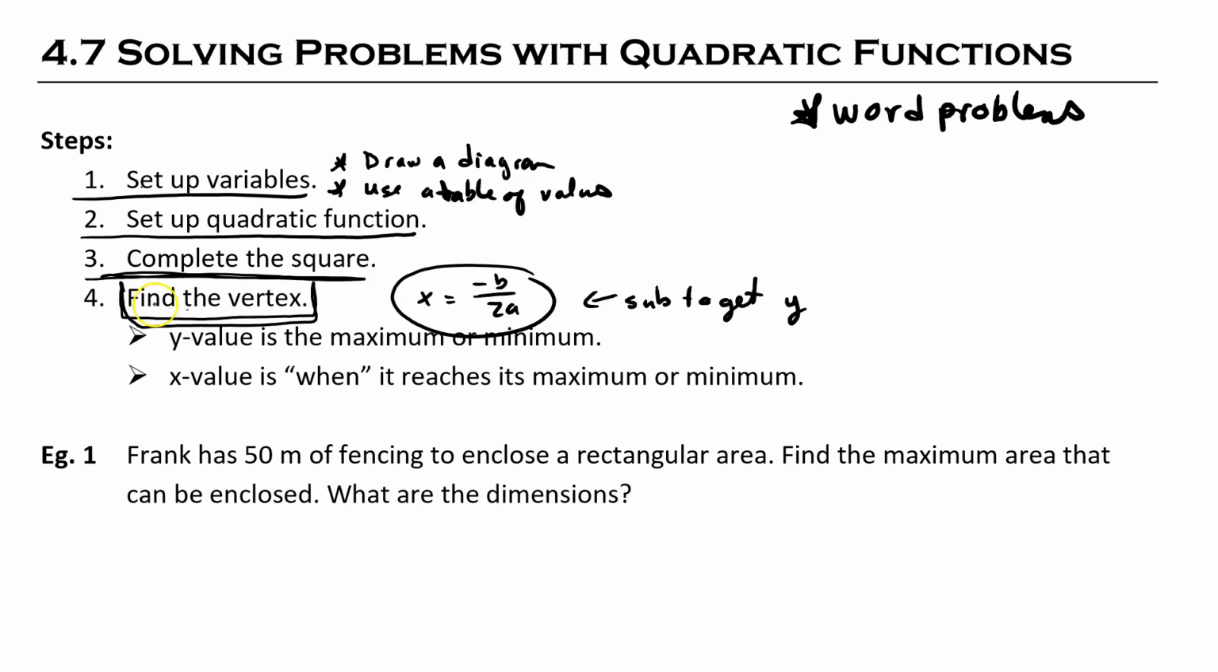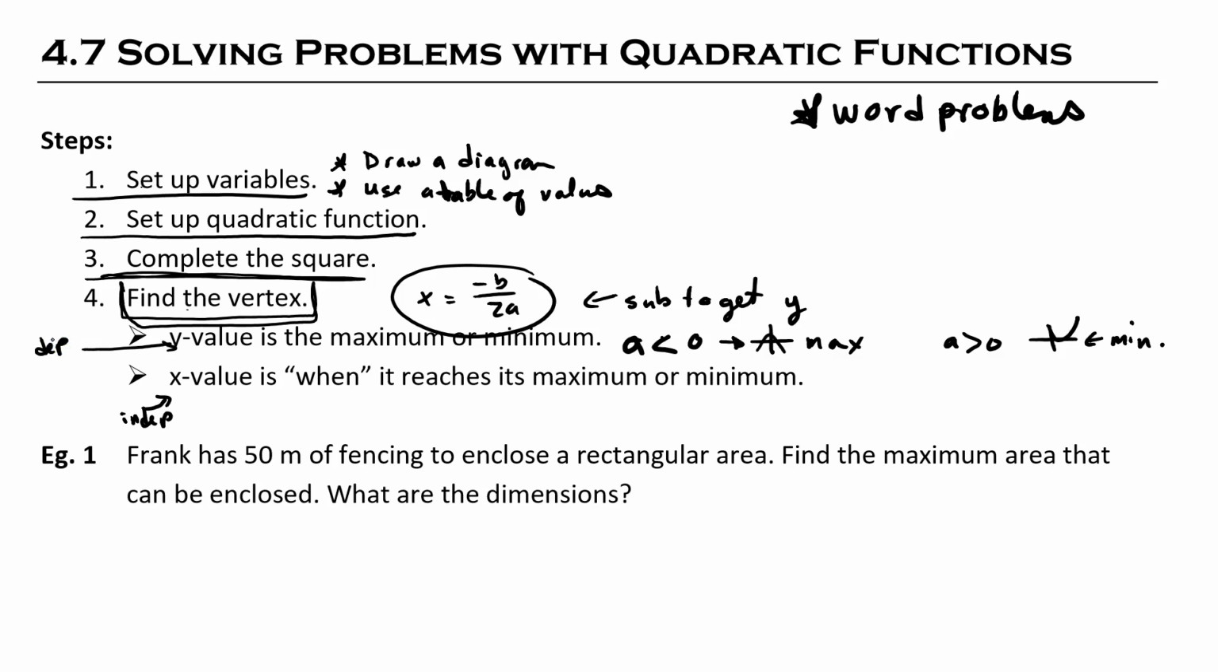So when you complete the square and find the vertex, the y value is the maximum or minimum. Remember, if a is less than 0, you have a quadratic that opens down, so you get a max. And if a is greater than 0, you have a quadratic that opens up, so you have a minimum at your vertex. So y is the maximum or minimum, and x is when it reaches the maximum or minimum. So x is your independent, and y is your dependent variable.